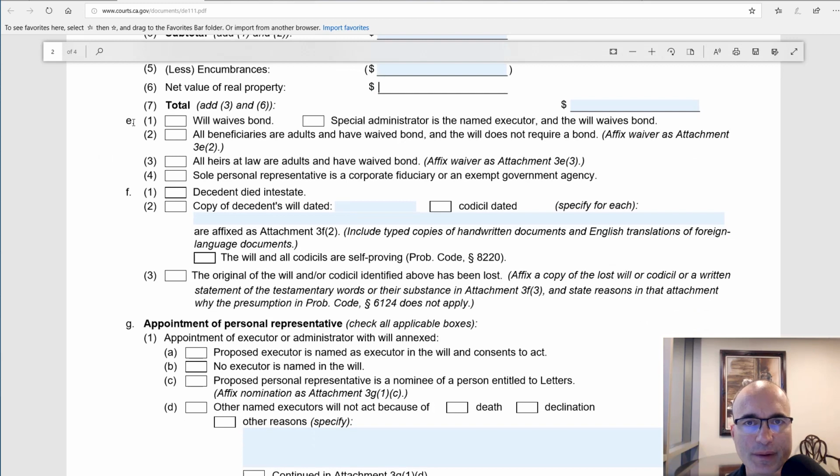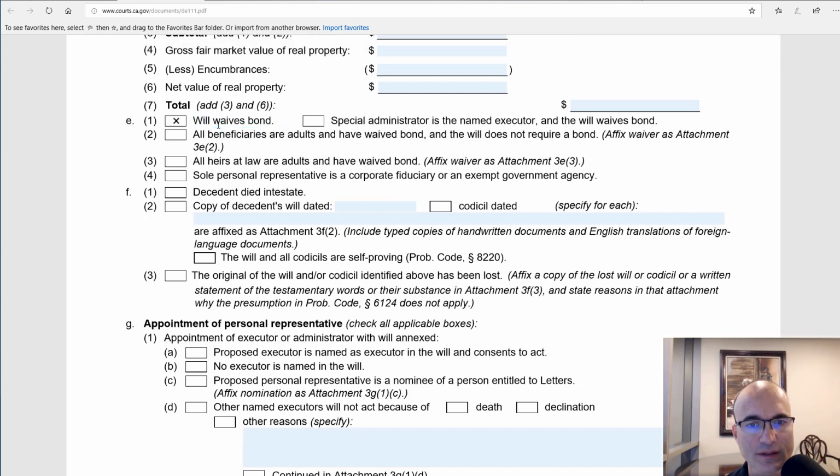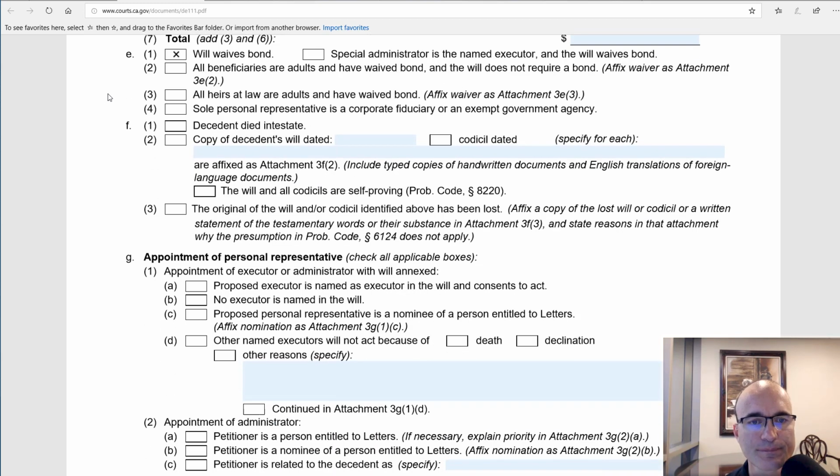Now we get back to 3E. Remember when we had that question about whether or not bond was going to be waived? Under 3E, the court wants to know why bond is waived. So it could be that the will waives the bond. So the will might say you don't have to get a bond. It could be that you're a special administrator and under the will, it waives the bond. Or under 2, it could be that all beneficiaries are adults and they have waived the bond in writing. You have to actually get separate waivers from every single beneficiary in order to qualify for this. And if I were a beneficiary of an estate, I would not sign one of these. But that's up to you. Everybody is different, so you should look into that.